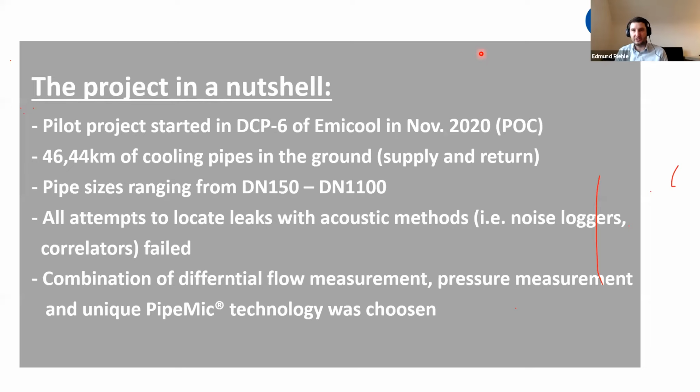The pipe sizes range from DN 150 to DN 1100. So you can imagine very large diameters in the ground, which makes it additionally very difficult to detect the leaks there. Previously, Emicool was partnering with some of our competitors and tried to locate the leaks with the ordinary acoustic methods, especially noise loggers and correlators. They also applied tracer gas, and all of this failed and was not successful, so they couldn't locate any leaks with this kind of technology.